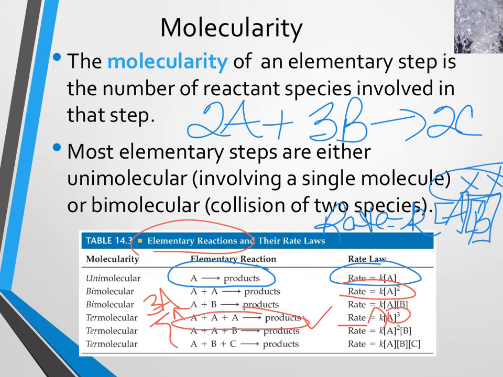Just a quick vocabulary thing for you. The individual steps in a mechanism are referred to by their molecularity, and you might be asked, what's the molecularity? If there's only one reactant in a step, it's called unimolecular. If there are two reactants, it's called bimolecular. If there are three reactants, it's called termolecular.